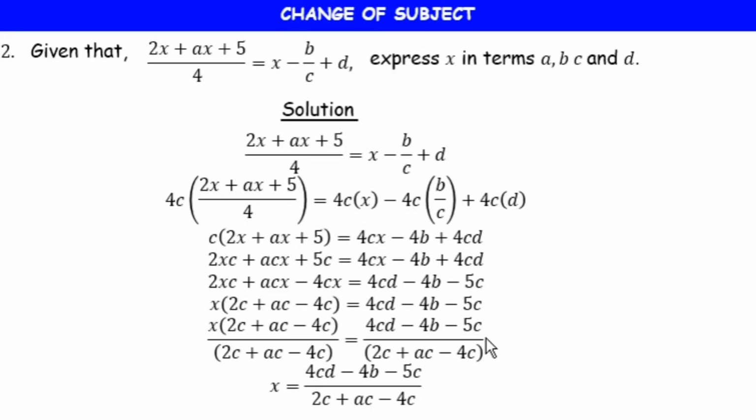Alright, so we have another question. Given that 2x plus ax plus 5 all over 4 is equal to x minus b over c plus d, we have to express x in terms of a, b, c, and d. Now, this is another way of you being asked to make x the subject.